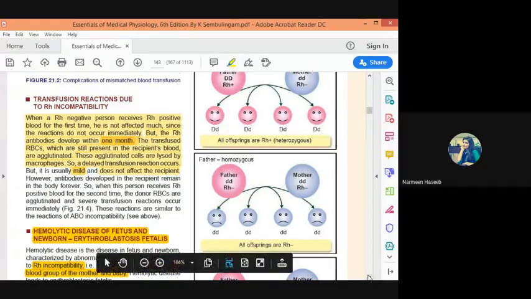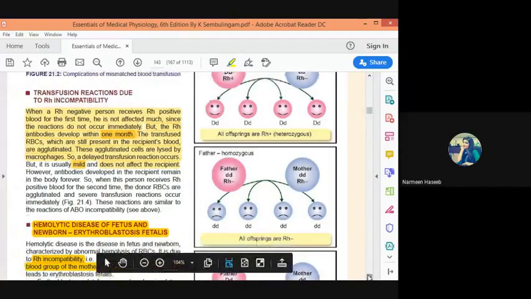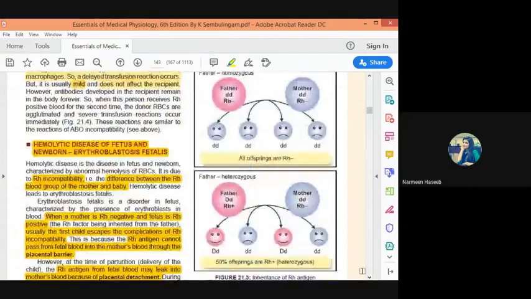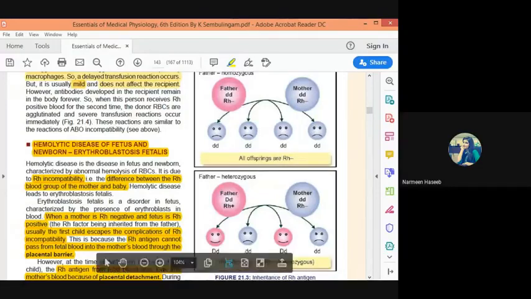Based on what we have just studied, there is another term based on that concept, which is known as hemolytic disease of the fetus and newborn, erythroblastosis fetalis. It's a very important phenomenon, and I want you all to listen very carefully. So, erythroblastosis fetalis, as the name indicates, is a disease of a fetus.